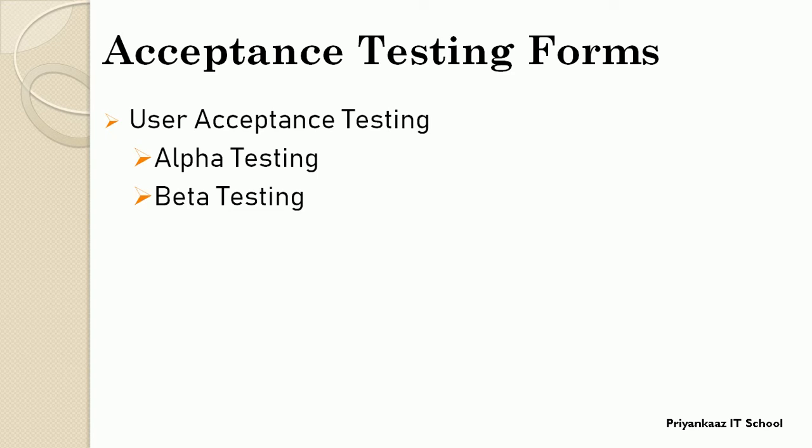So here the environment is not under the control of development. Beta testing is conducted by the end user, and the environment is not under the control of the development team. Based on whatever feedback the user provides, they make changes in the application and launch that application again into the market. This is called beta testing. Since the environment is not under control, it is also referred to as field testing.